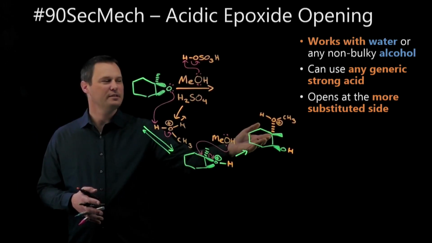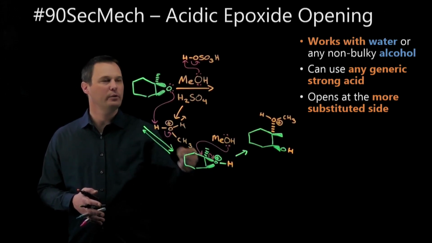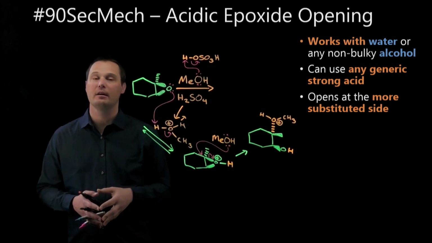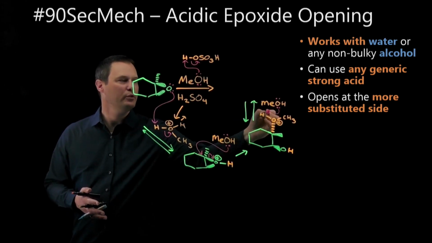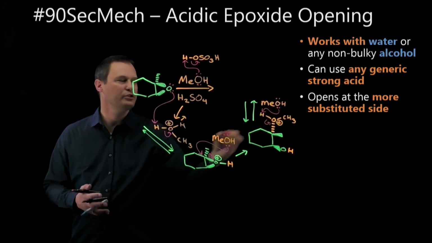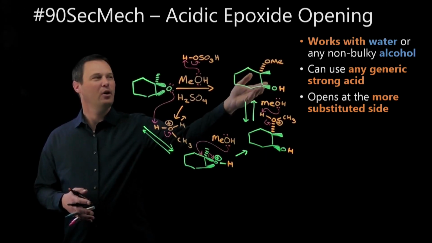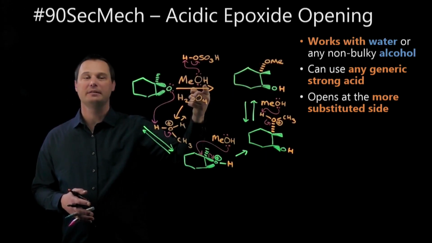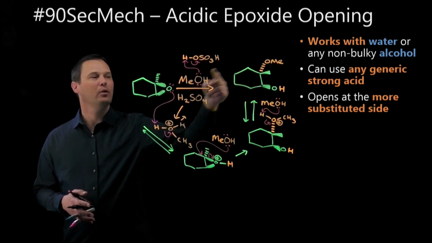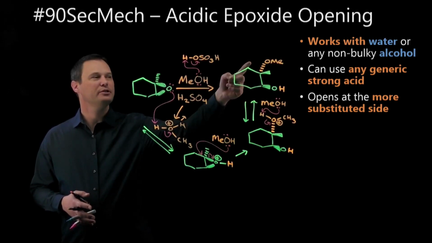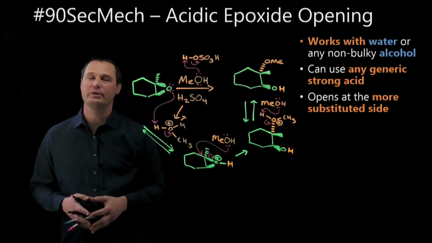That will invert the stereochemistry at that more substituted position while leaving the remaining OH on the original stereochemistry as it started, because that carbon did not get attacked. Finally, we'll use more of the nucleophile to deprotonate that protonated oxygen intermediate and make our final product. That forms an alcohol and an ether when our nucleophile is a small alcohol, or a diol when our nucleophile is water. The two oxygen groups are stereospecifically anti to each other in the final product.